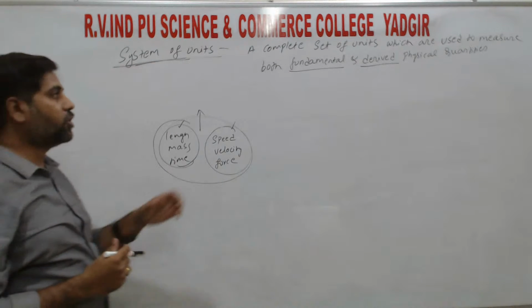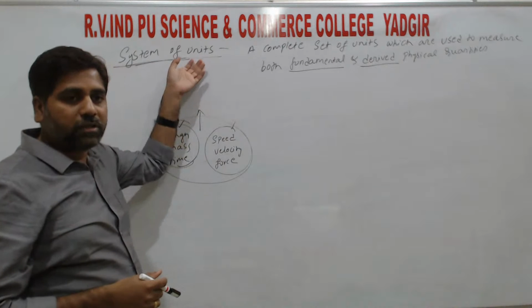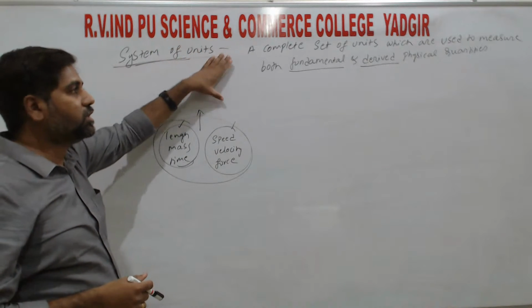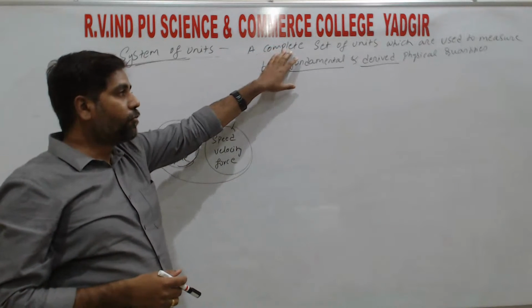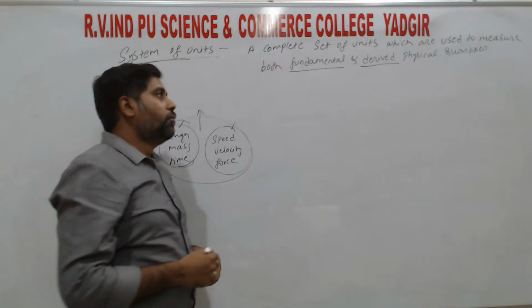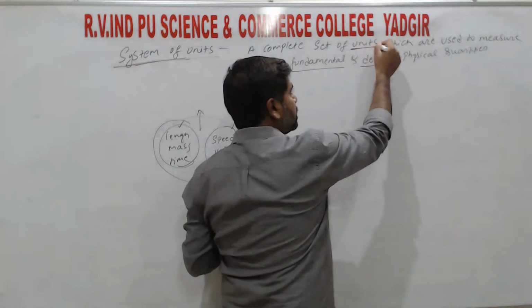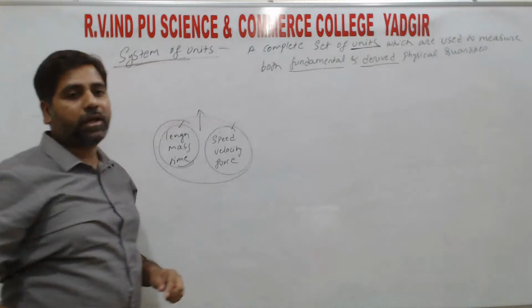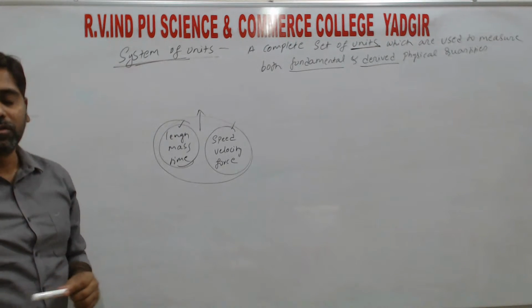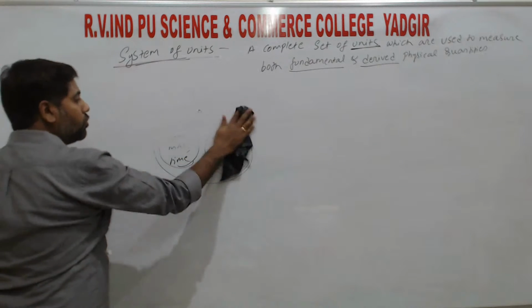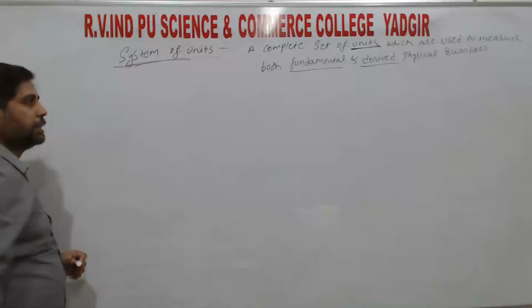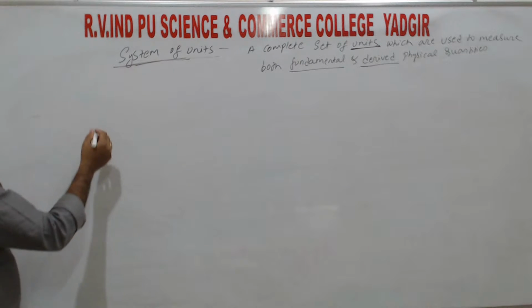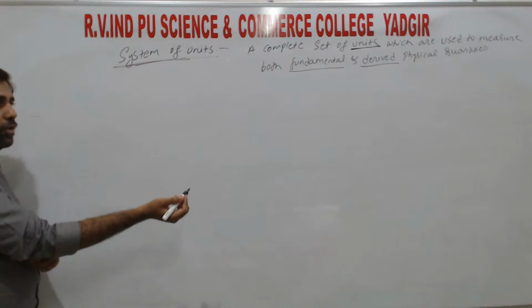So that is the definition of the system of units. Definition means it explains the concept, right. A complete set of units which are used to measure the fundamental and derived physical quantities, right. The concept that comes from this definition is very important. That means we have three system of units, right.